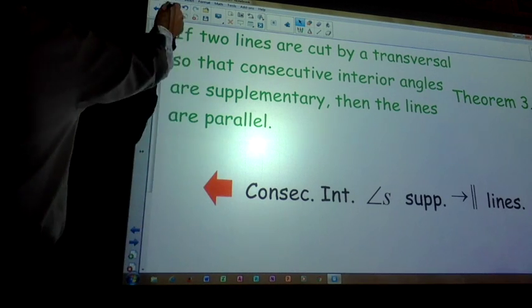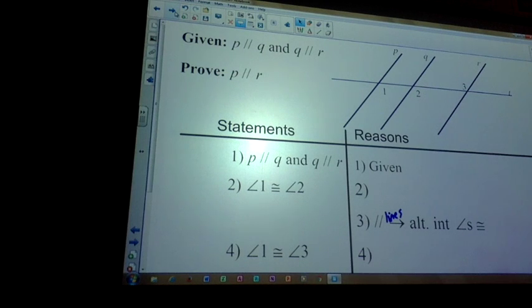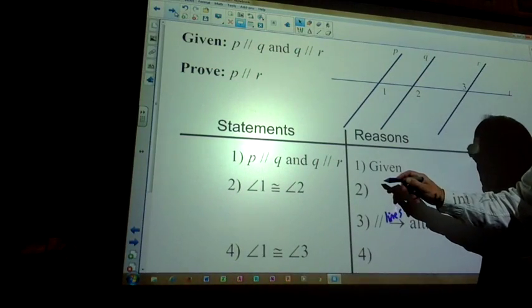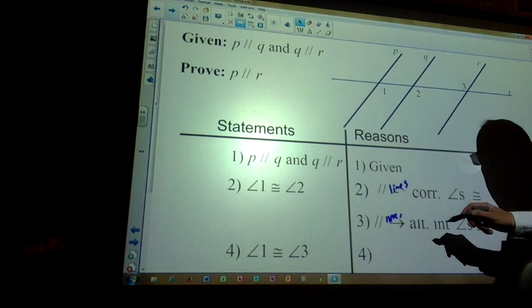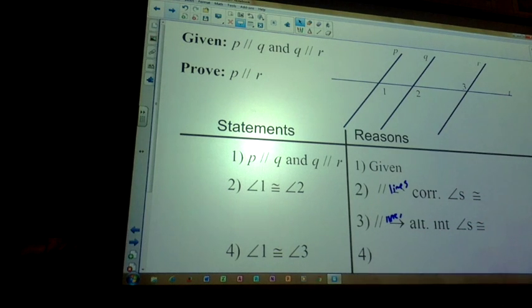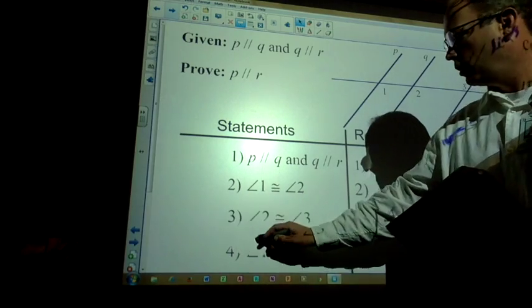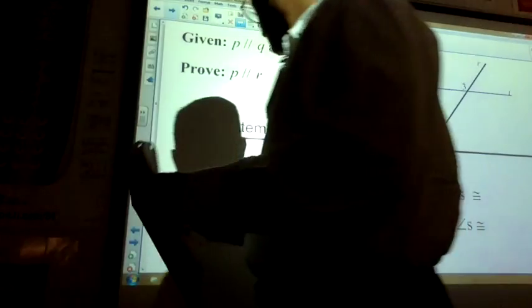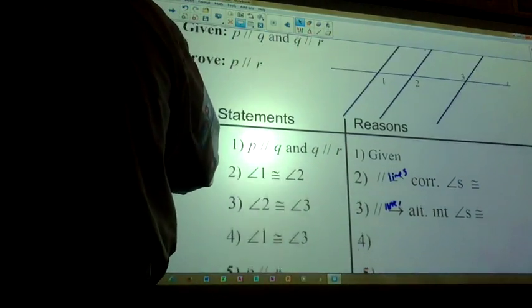Ready? All right, given P is parallel to Q and Q is parallel to R, prove P is parallel to R. Oh, they have it there. Oh, we have to add stuff. Angle 2, I would say, are corresponding. Oh, it's already there. Parallel lines, corresponding angles. Oh, and then move that. Okay.